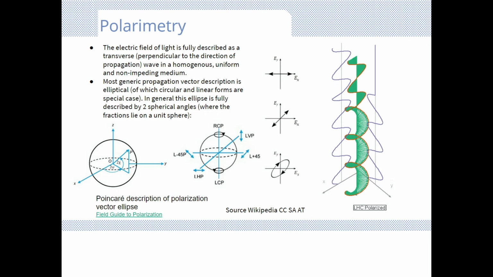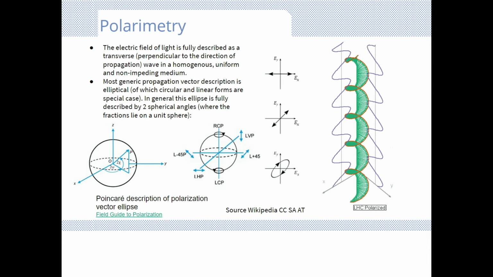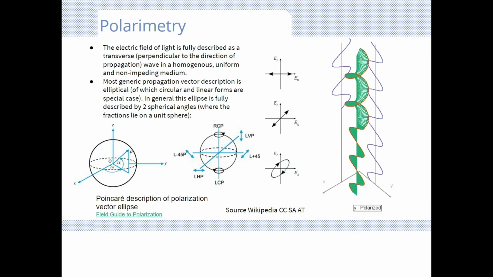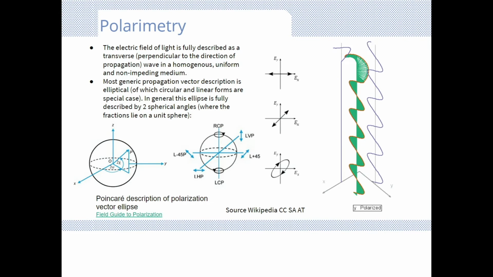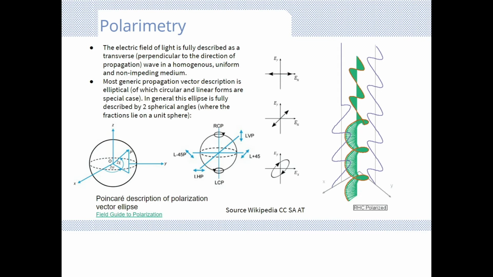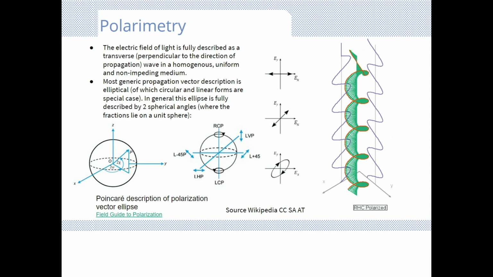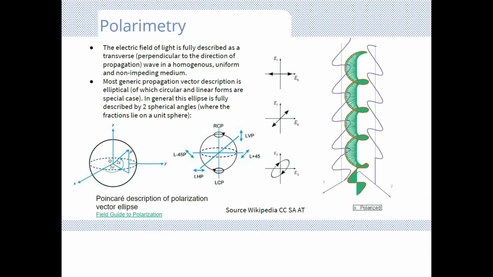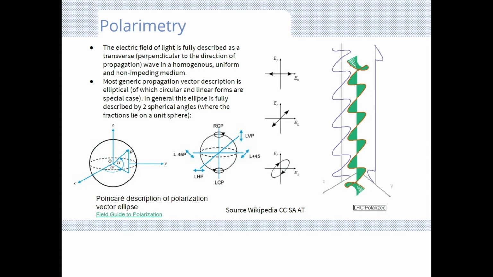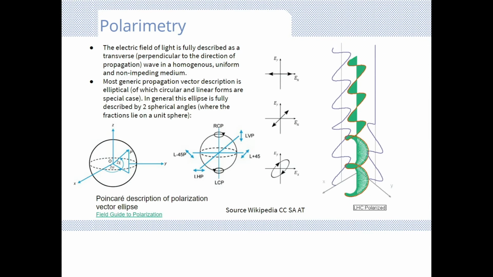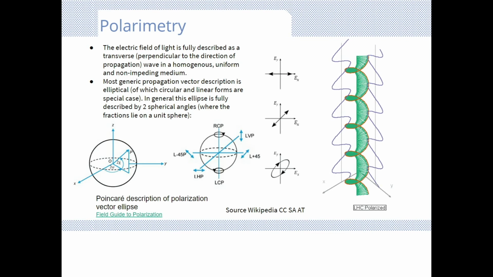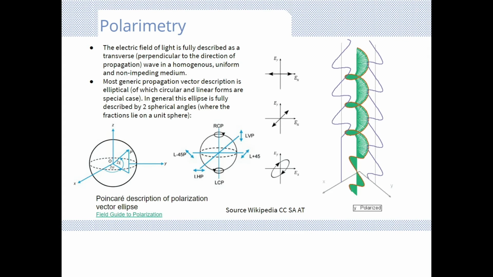Now let's take a look at the various different ways the signal can be propagating. The most generic form of describing the propagation with time of each of these points on the propagating wavefront is an ellipse, right? We have various special cases here. So if you look to the animation on the right-hand side there, the signal can be circularly polarized, right?